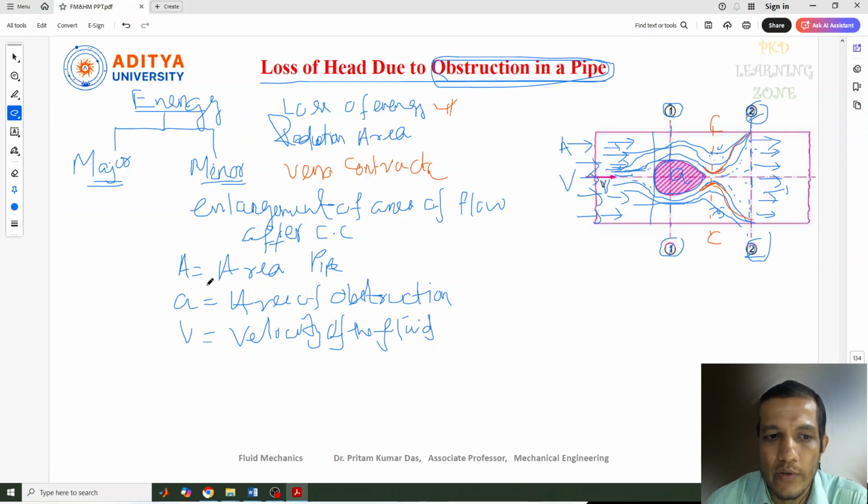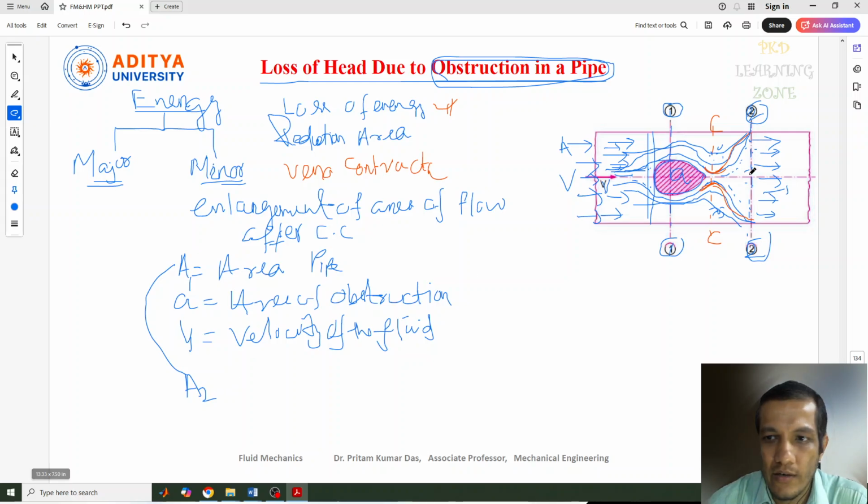If this is A1 and V1, similarly at section 2 you can write the area of the pipe at section 2. Now we are considering both to be similar. Why? Because I'll tell you. See here how much cross-sectional area there is at this point. Actually, both cannot be the same, because of the area of this section. But before the obstruction, this area and after, this area can be considered the same.